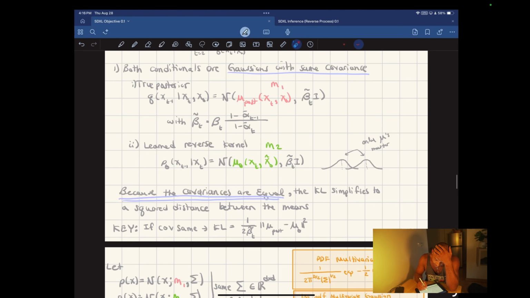And because the covariance is the same, really this KL divergence is just looking at the mean difference, since the variance of these distributions is the same. That's why this actually resolves to a squared L2 norm, because the variance is the same. Otherwise the math would be a bit more complicated.